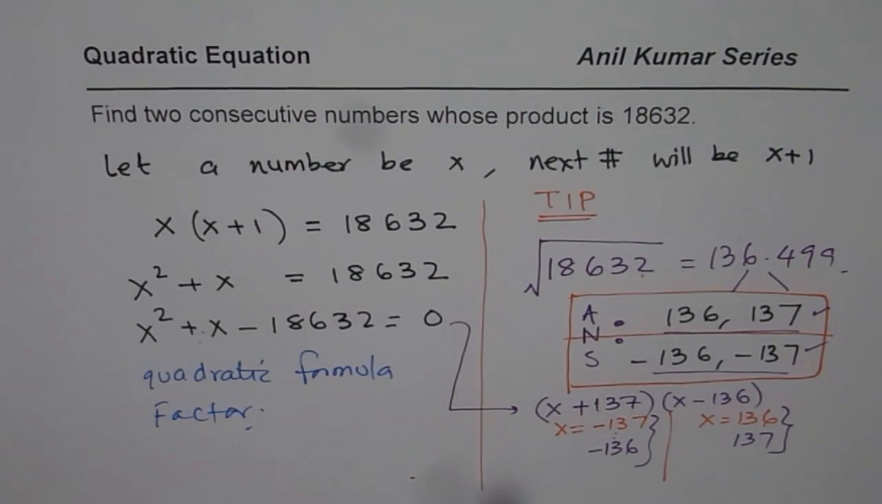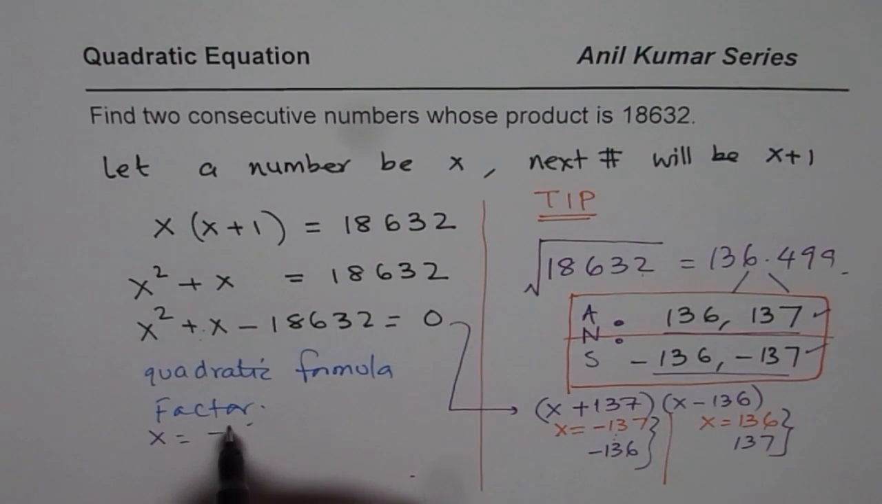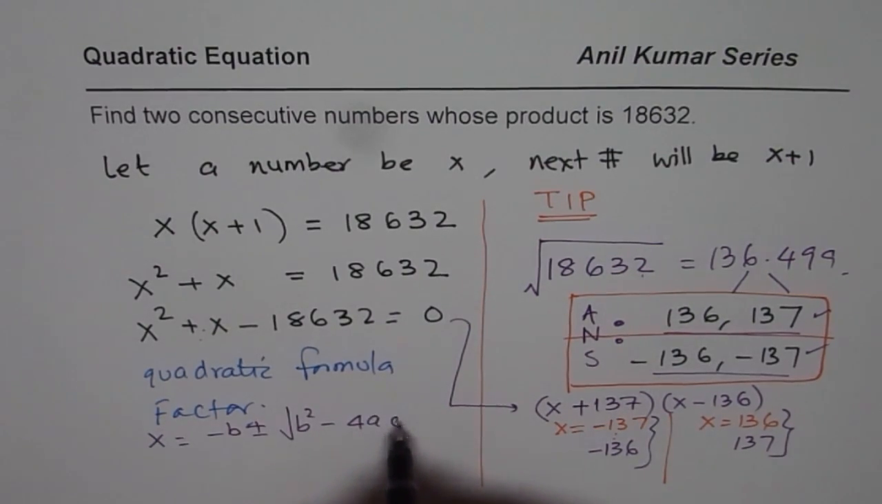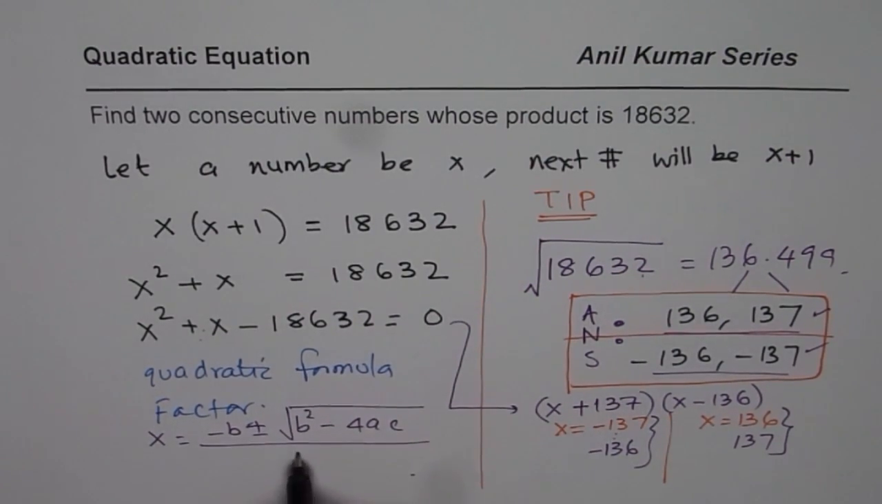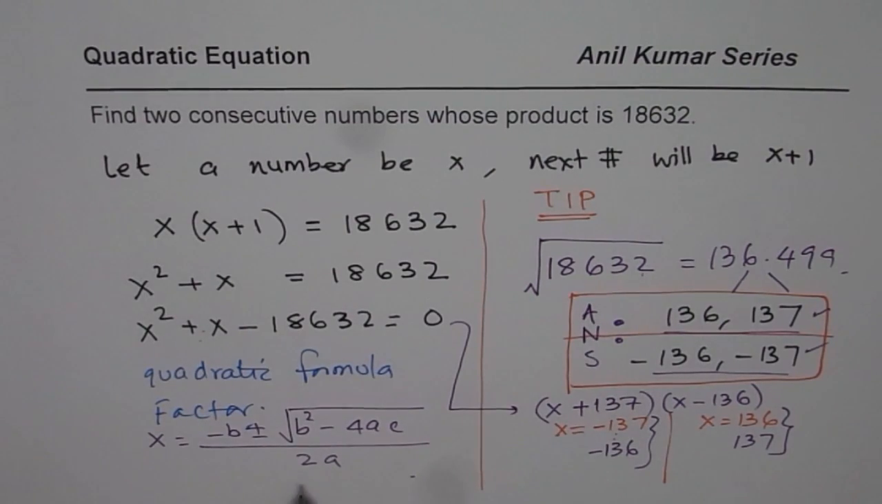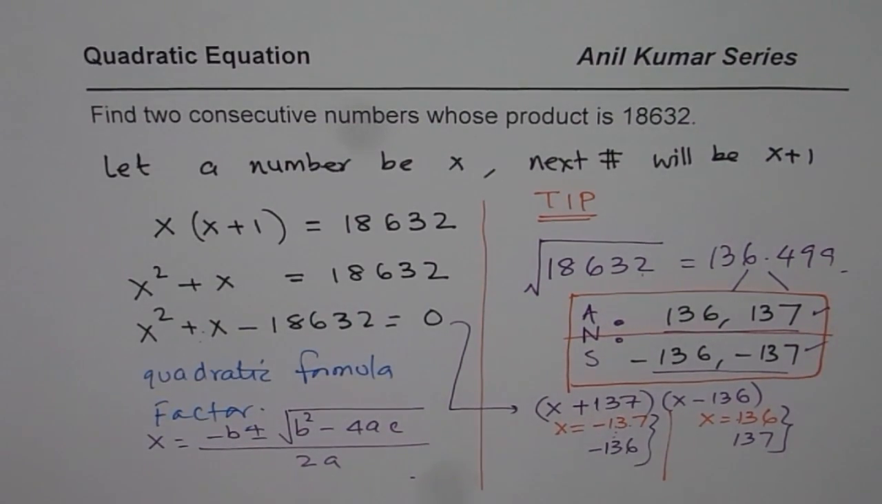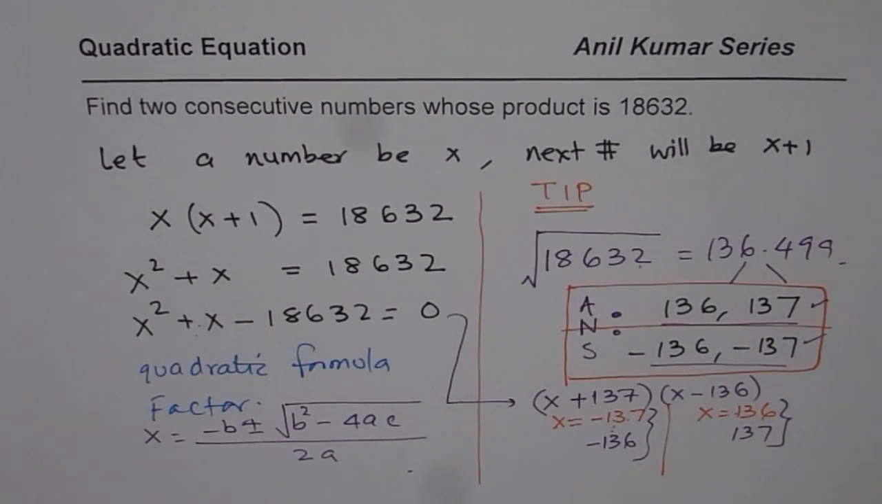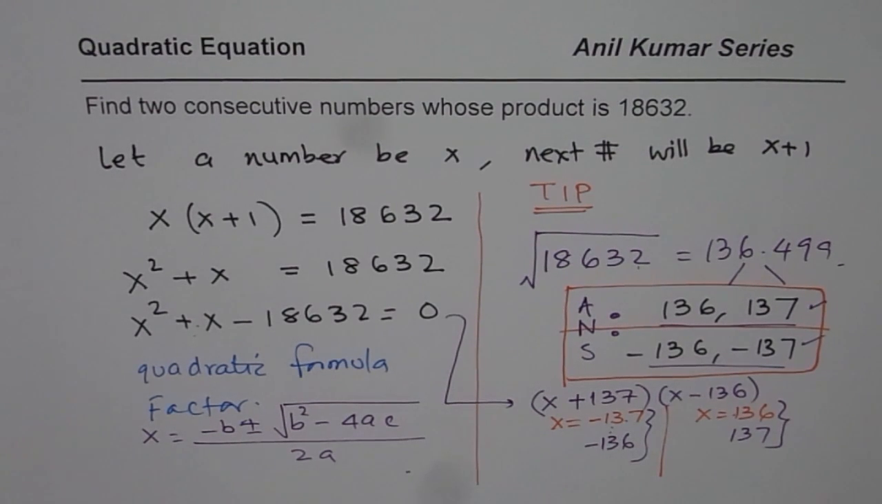You're getting my point. If you use quadratic formula, you can find x as equals to, this is the formula for you, right? Minus b plus or minus square root of b square minus 4ac divided by 2a. That will also give you two values, right? These two. Don't forget to write two combinations from these two at the end, right? So basically you should get two sets of numbers. One set is both positive, the other one is both negative, right? So take care of this when you're working on.